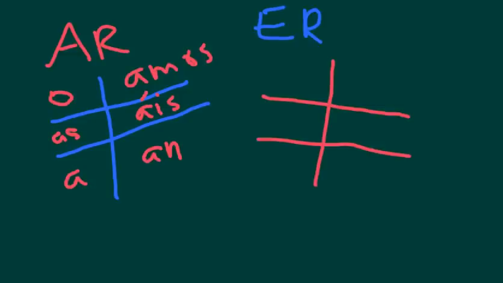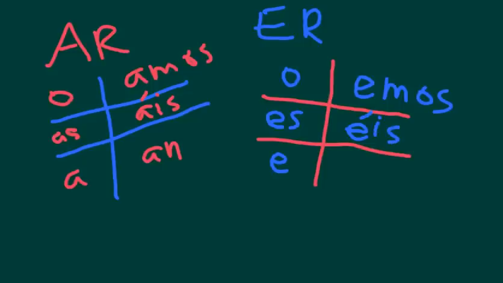The ER endings are very similar. The yo form, the ending is O. For the tú, instead of as, it's es. Instead of a, it's e. Instead of amos, it's emos. Instead of áis, it's éis. And instead of an, it's en.